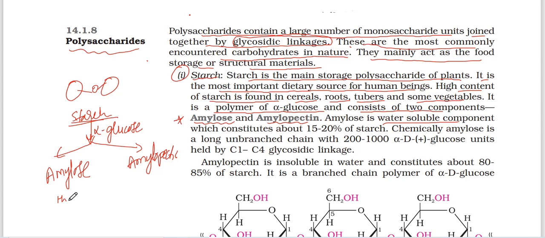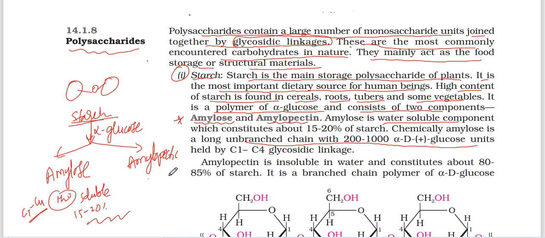Now amylose is water soluble, it dissolves in H2O. Amylose is the water soluble component, which constitutes 15 to 20% of starch. Chemically, amylose is a long unbranched chain with 200 to 1000 alpha D glucose units. It is generally a long chain with no branches. The linkage is C1 and C4 linkage.